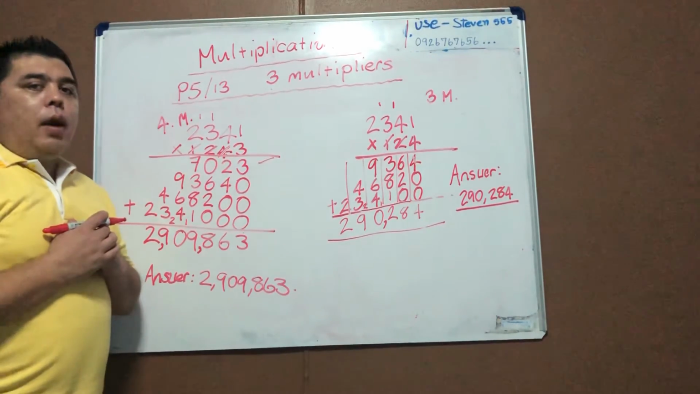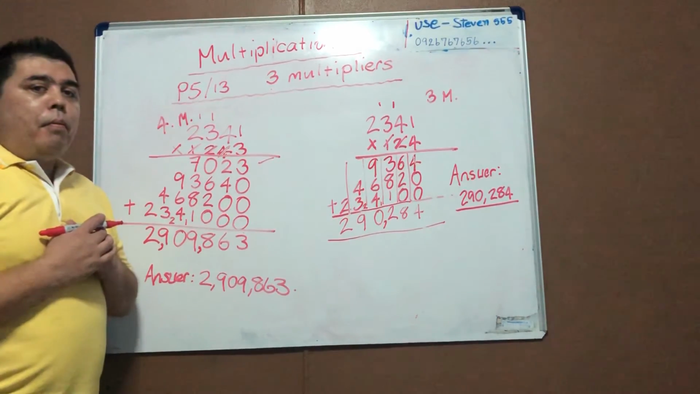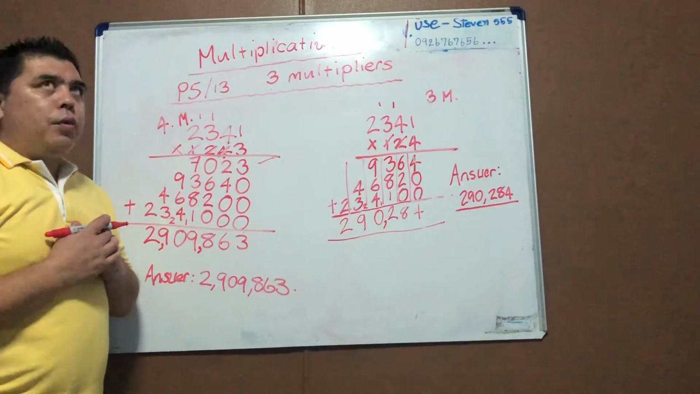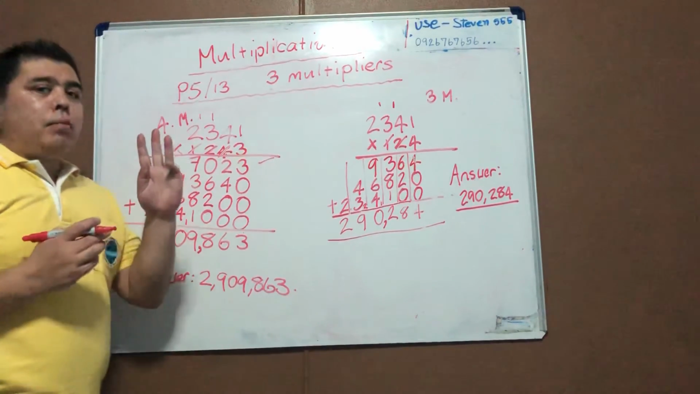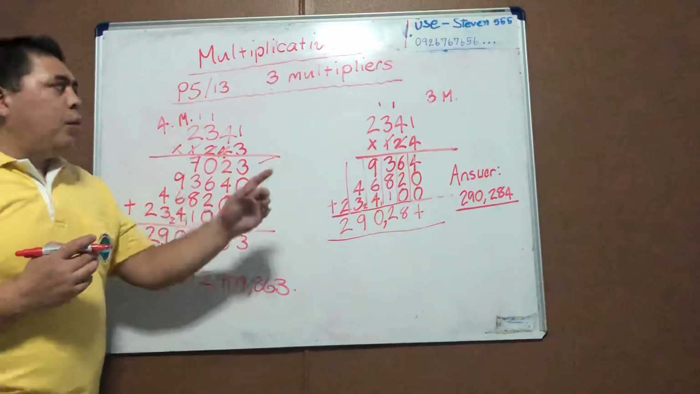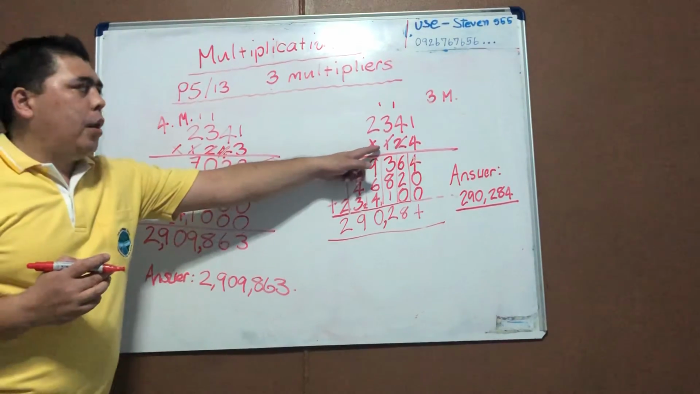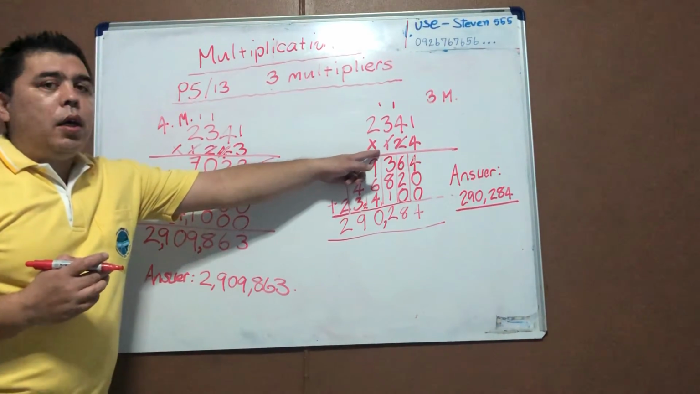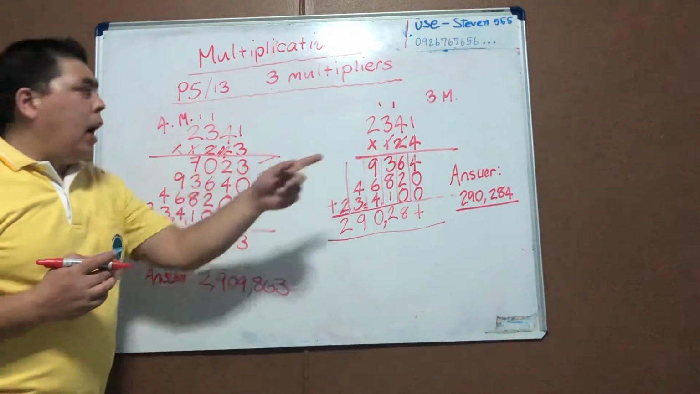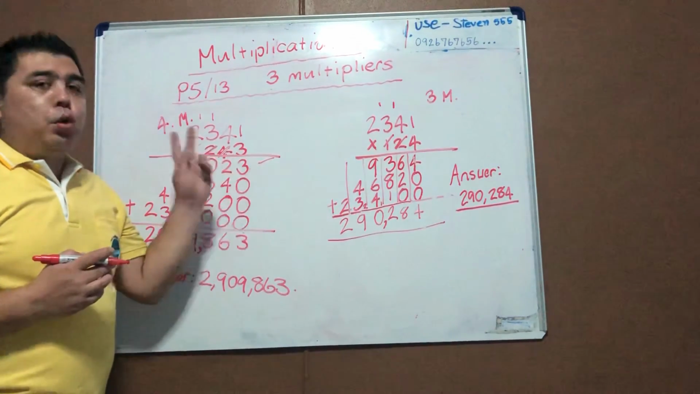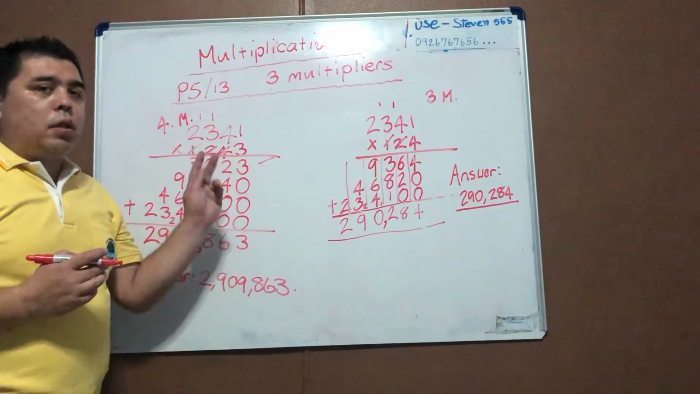Now I'm going to give you some homework. It will be a Google form. I will give you 3 sums. I will give you 1 sum with 3 multipliers and 2 sums with 2 multipliers.